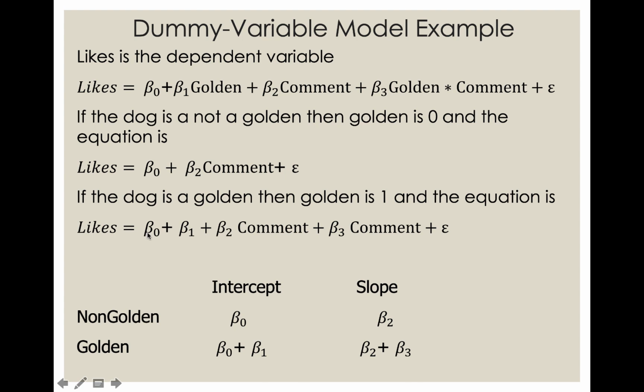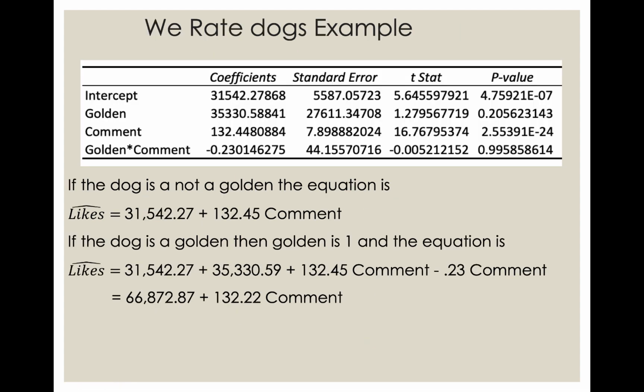Therefore, your new model is likes equals beta naught plus beta 1. This is our new intercept. And then beta 2 comment plus beta 3 comment. Beta 2 plus beta 3, we can factor out comment. That's our new slope. We run this new regression. Our dependent variable is still likes. Our independent variables are Golden, comments, and Golden times comment.